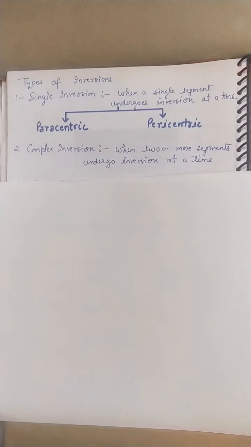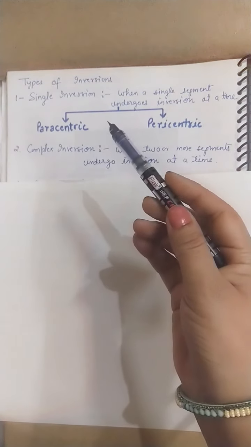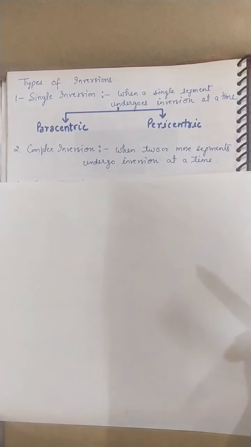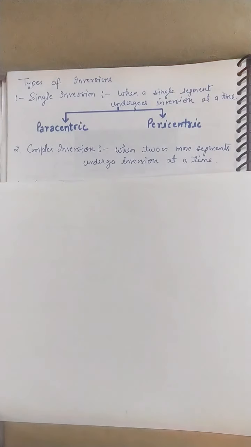Now there are two types of inversions: single inversion and complex inversion. Single inversion, when a single segment undergoes inversion at a time, is called a single inversion. It can be paracentric or pericentric.